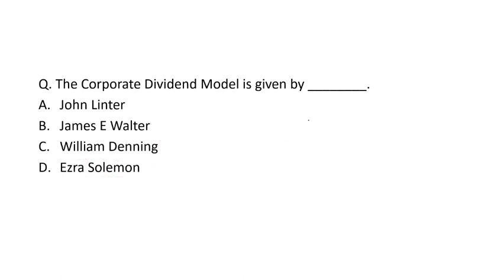The corporate dividend model is given by John Lintner. This model focuses on two different things. The first is the target payout ratio, which means the dividend you want to pay in the long term. Suppose this is 10%, and I want to give my shareholders a 10% dividend for the next 5 years. So I will do that.